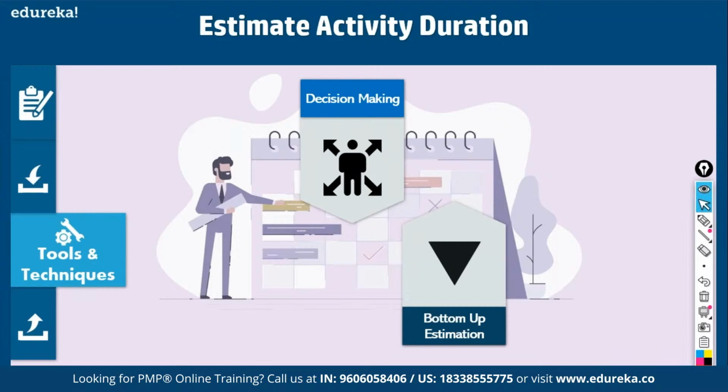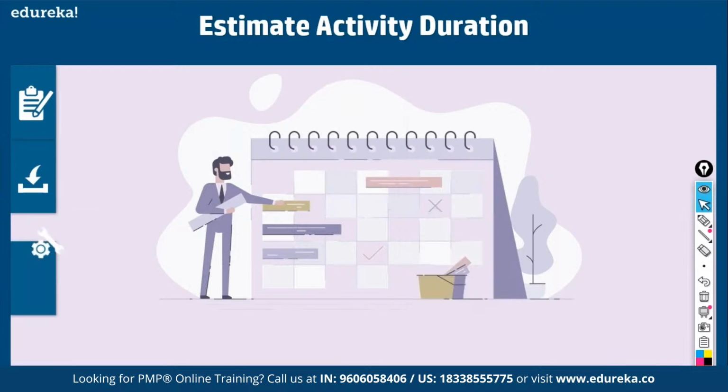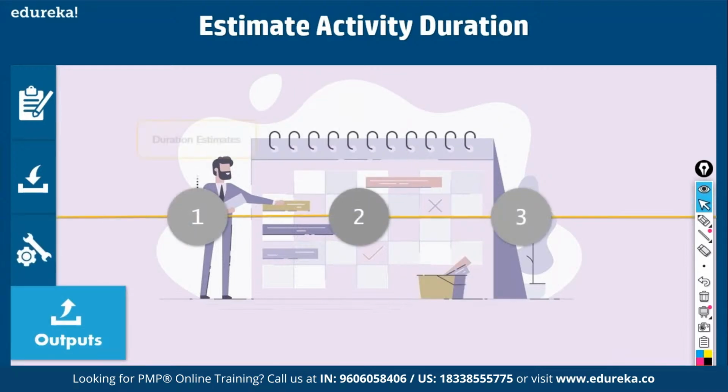So bottom-up estimating is where you know the activity level information and you work it upwards, from work package upwards. That is called bottom-up estimating. Then finally, you come up with duration estimates for each activity, for each work package. Let's say requirement documentation, that is one work package. Well, that will take 30 days. You come up with duration estimates.